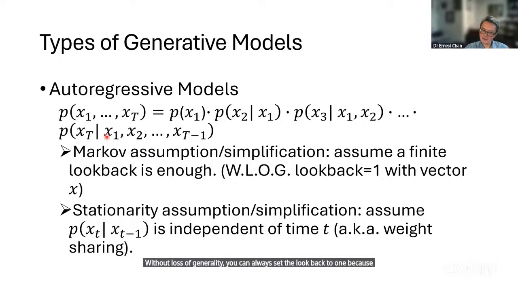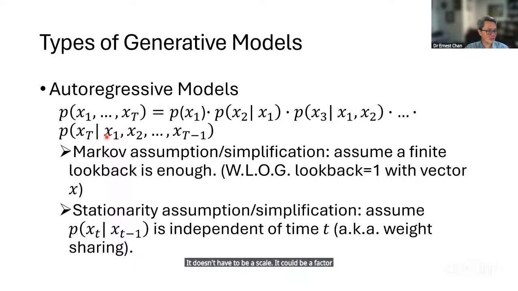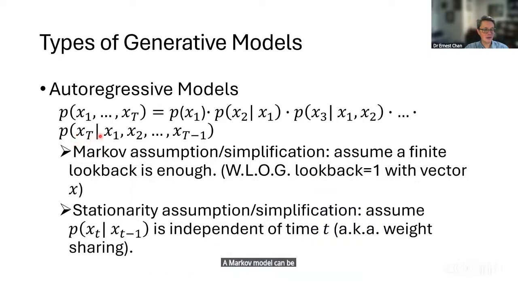WOG, without loss of generality, you can always set the look back to 1, because did I say that this variable is a scalar? It doesn't have to be a scalar, it could be a vector. If it is a vector, you can embed multiple periods of returns or any other variable into this vector. So you could still be one period. So without loss of generality, a Markov model can be written as x of t given x of t minus 1. Just one period. Because you can use a vector state to represent it.